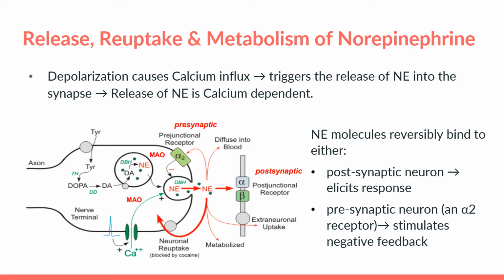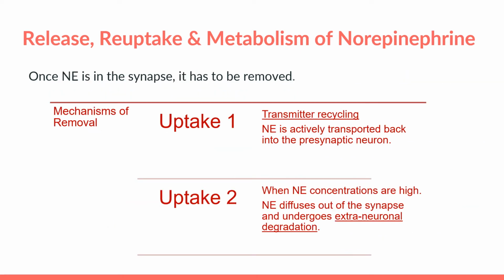Once released, the norepinephrine molecules reversibly bind to the adrenergic receptors. This can either happen on the postsynaptic neuron or on the presynaptic neuron. If it occurs presynaptically, the receptor it binds to, an alpha-2 receptor, stimulates negative feedback and so inhibits the further release of norepinephrine into the synapse.